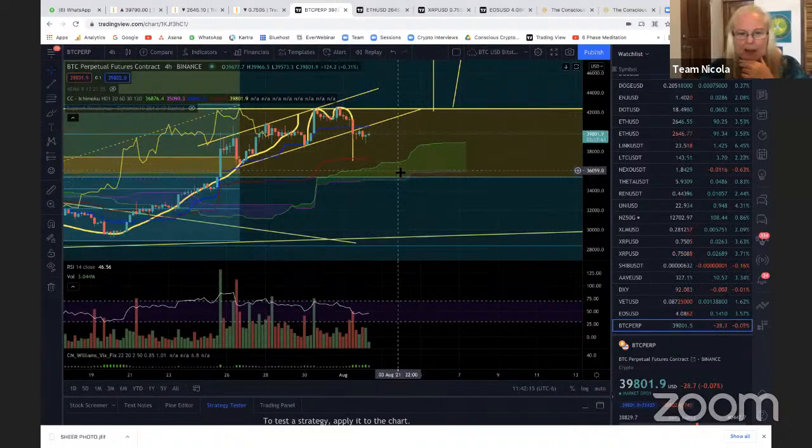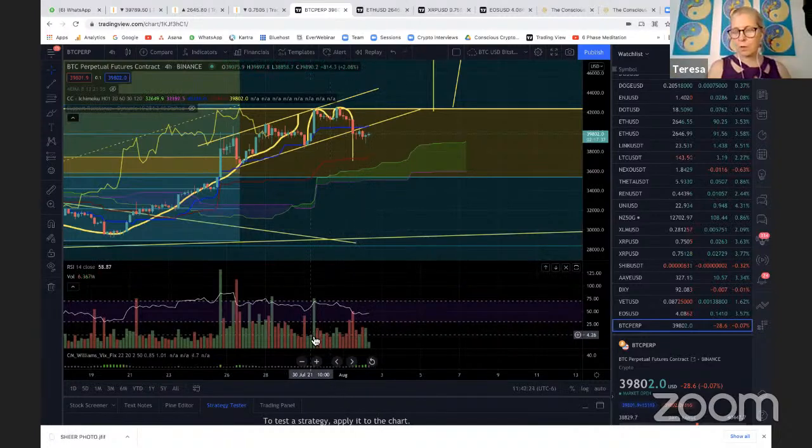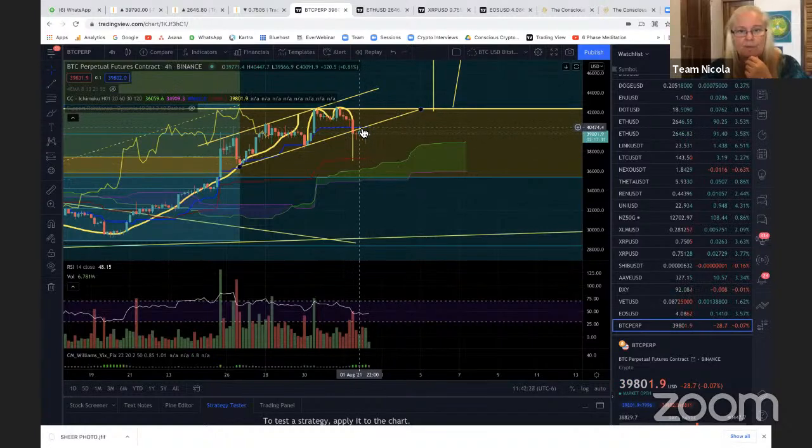But this is looking okay, yeah? RSI down the bottom here is in the middle, so we still could go either way. Yeah, bullish Ichimoku cloud right now. Yeah. And yeah, we've got the conversion line above the baseline, so that's bullish.